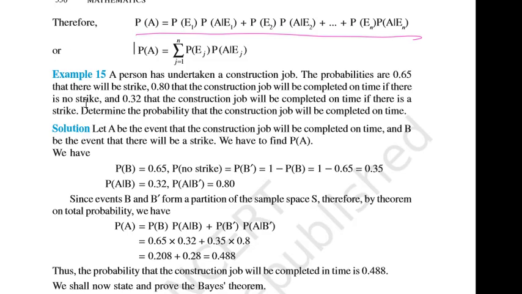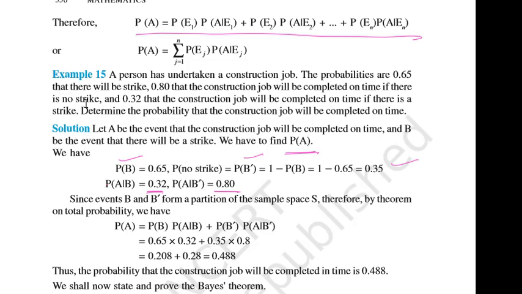Now let us see what the different numbers given here represent. First, 0.65, what does it represent? It represents the possibility of a strike. So I will say the possibility of B, where B is the event that there will be a strike, is 0.65. The possibility of B complement, that is, there is no strike, is 1 minus the possibility of B, that is 0.35. Possibility of A by B, meaning the possibility of getting the job done when there is a strike, is 0.32, and the possibility of getting the job done when there is no strike is 0.8. So these are the things given, and we have to find the possibility of A.